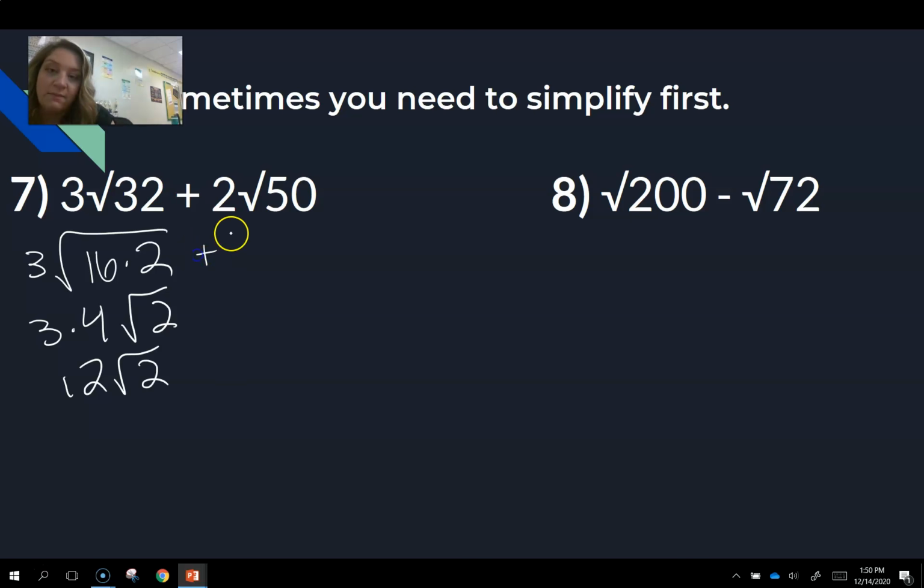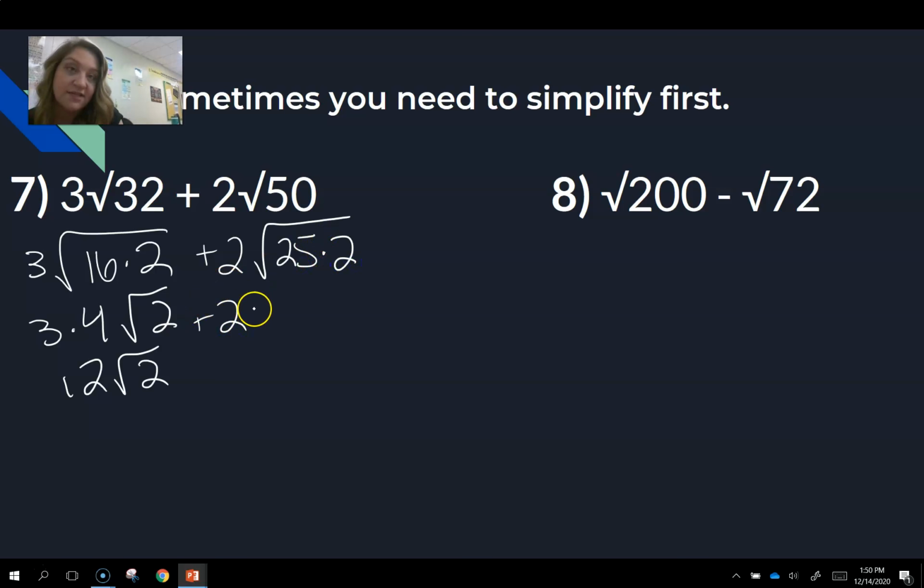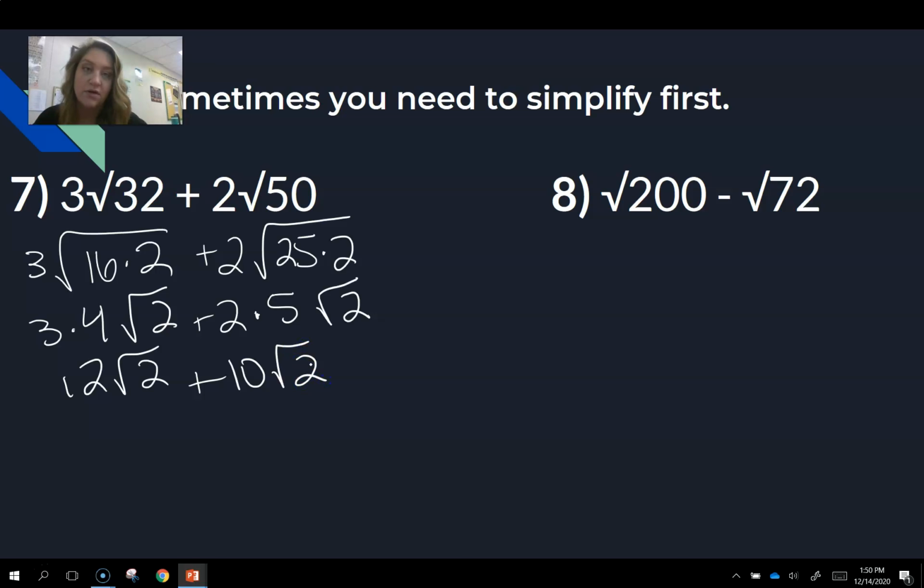My other one, I'm going to break apart 50 to be 25 times 2, because I know the perfect square, the square root of 25 is 5. Still have the square root of 2. 2 times 5 gives me 10. So I've simplified them. 12 square root 2 plus 10 square root 2. They both have the square root of 2. I'm going to do 12 plus 10 to give me 22 square root of 2.